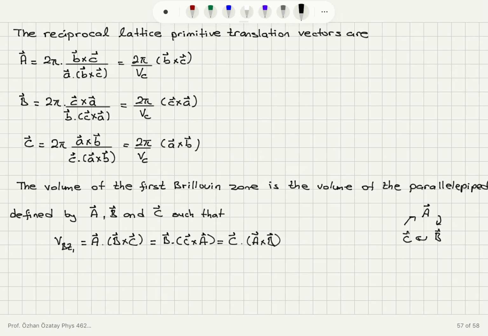And if I follow the first one, A dot B cross C, it is vector A. Vector A is 2 pi divided by the volume of the primitive cell Vc, B cross C, that is vector capital A, dot product with B cross C. So there are 2 pi Vc's twice, so it's going to be 2 pi squared over Vc squared. Then I have C cross A cross with A cross B.